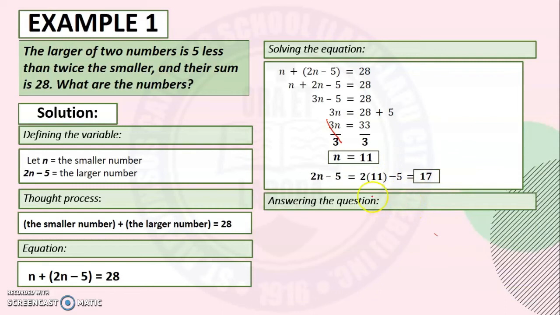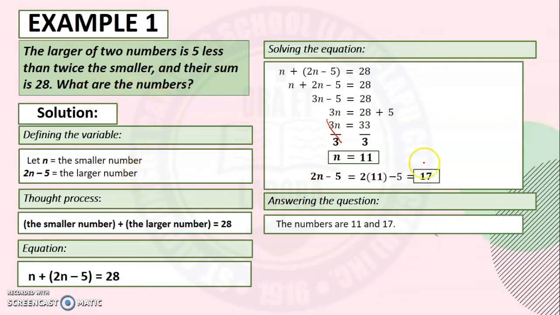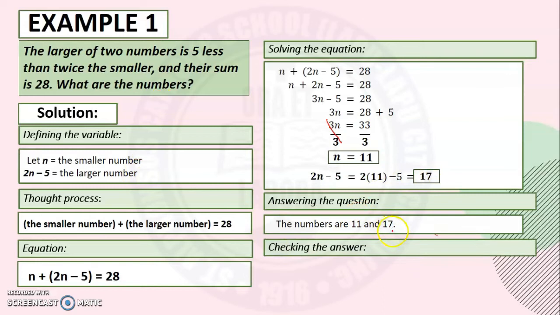Now for answering the question, what are the numbers? The numbers are 11 and 17. Now let's check if our answer is correct.